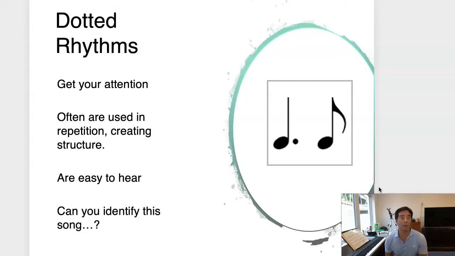That little rhythm draws your attention. It sort of forces you to pay attention. Oftentimes, composers use this in repetition. They'll have that little motive followed by something, and then they'll have it again because it's easy to hear. So can you identify this piece just by its rhythm? Think about it for a second. And maybe you can think of it slower as well.